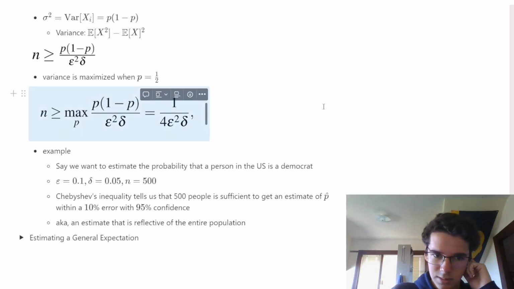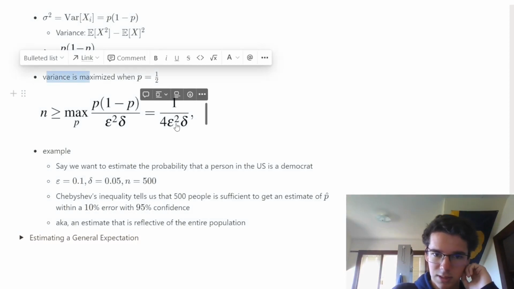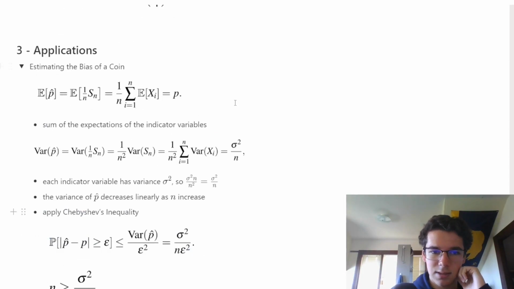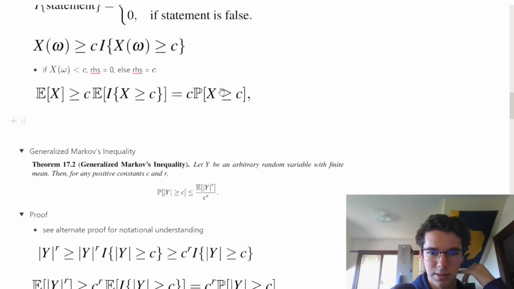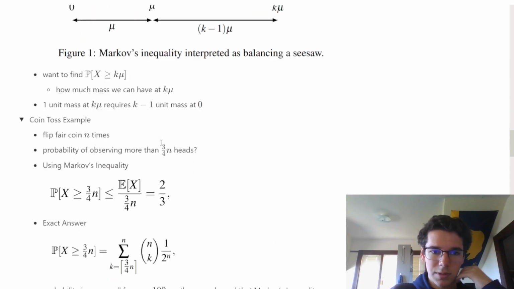So n greater than or equal to the maximum p to maximize variance, that's just going to give us this, which becomes this. And this is actually that first equation that we said we would look at up here. So what does this tell us?